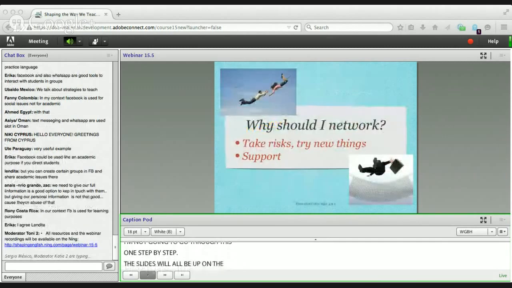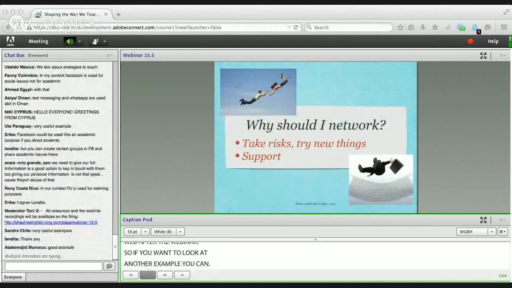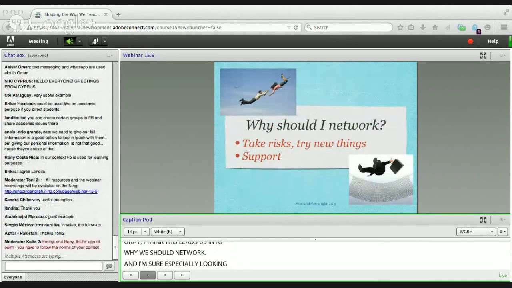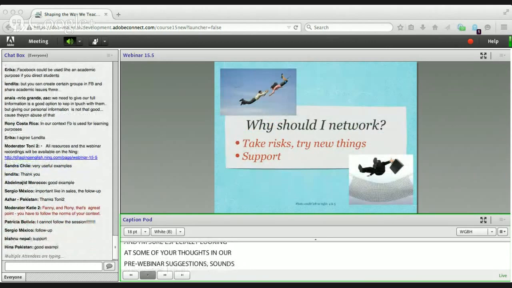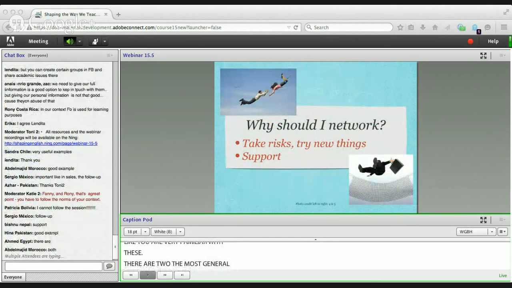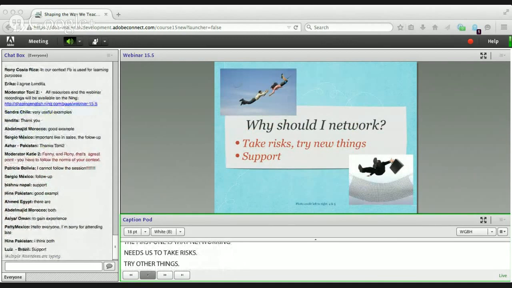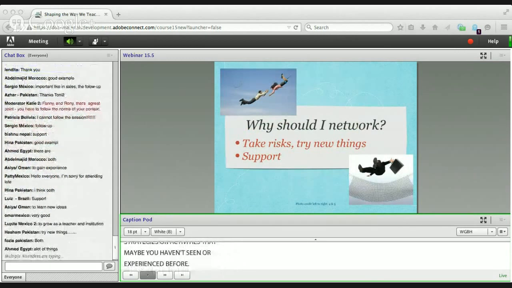Okay, so I think that this leads us into why we should network. And I'm sure, especially looking at some of your thoughts in our pre-webinar discussions and some of the other things you're putting in the chat box, it sounds like you are very familiar with these. There are two that I think are the most general and probably the most important. The first one is that networking leads us to take risks, to try new things, which is a result of being exposed to new teaching techniques and strategies, or activities that maybe you hadn't seen or experienced before. So just the pure nature of seeing new things will lead you to try new things.